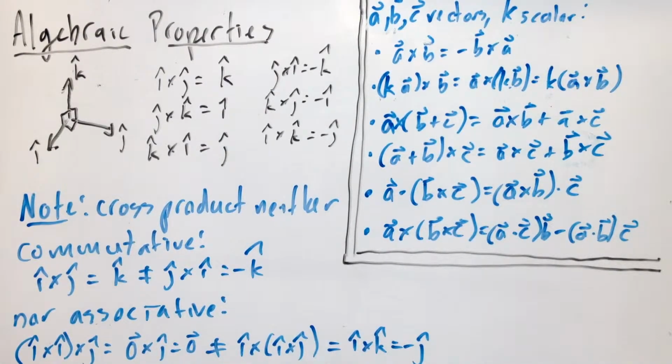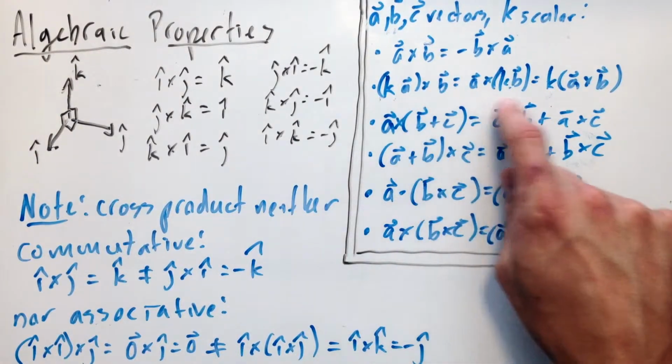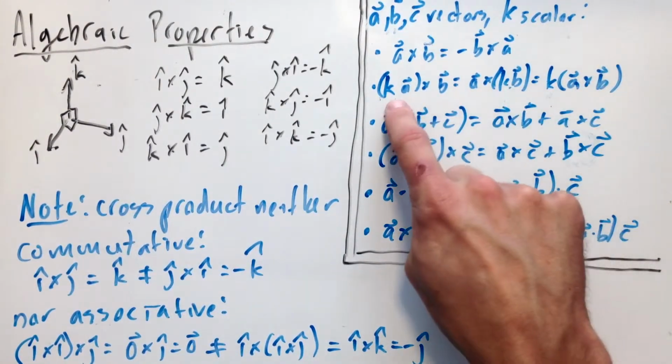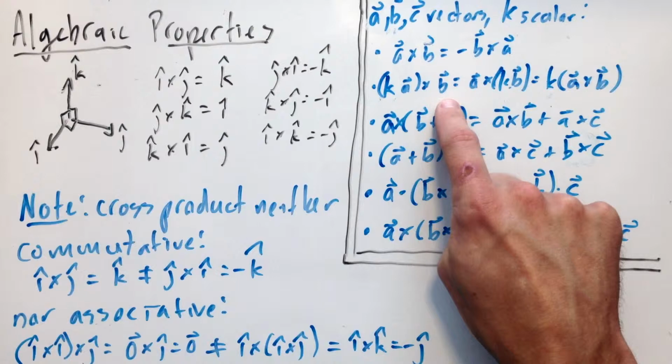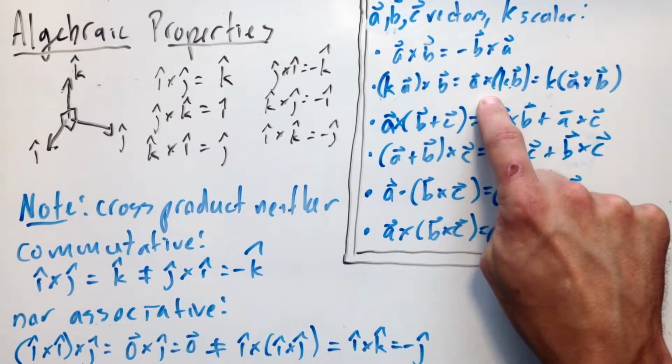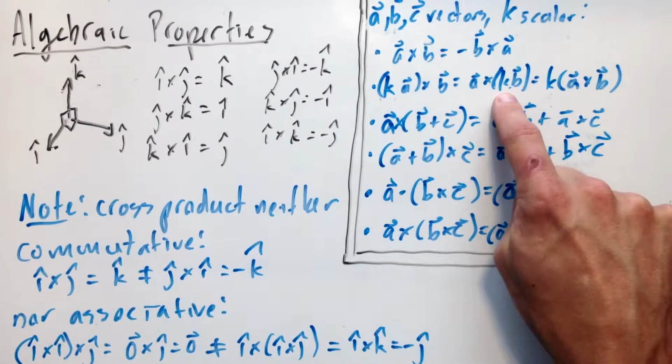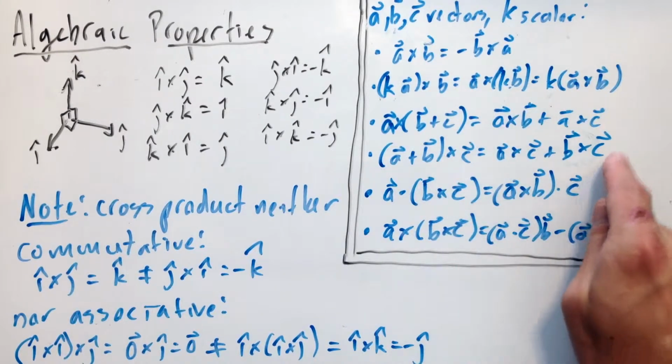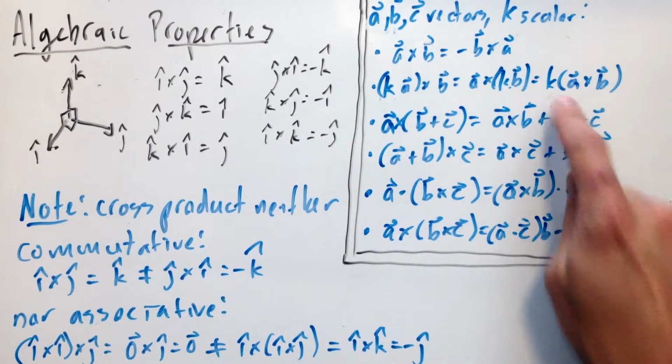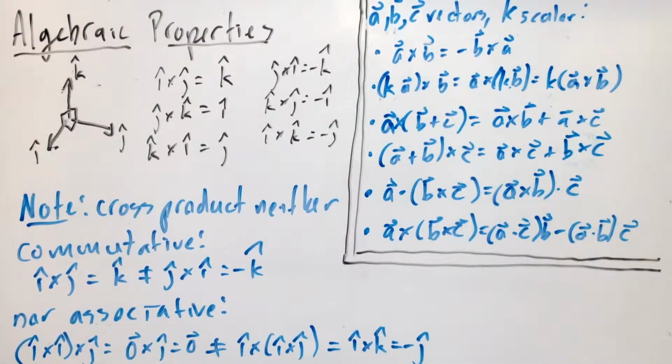This is called anti-commutativity. They're anti-commutative. So instead of swapping the order giving you the same thing, swapping the order gives you the negative. They behave well with respect to scalar multiplication. If I multiply a by k and then cross with b, it's the same thing as if I multiply b by k and then cross a against that, or if I cross a and b first and then multiply against the scalar k.